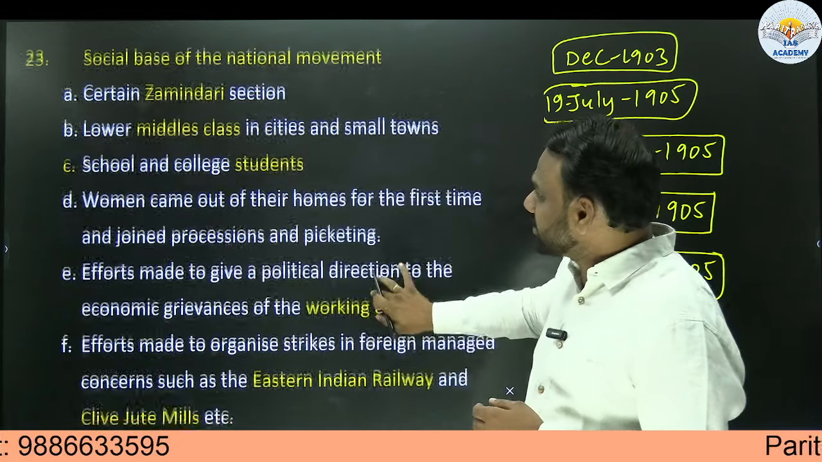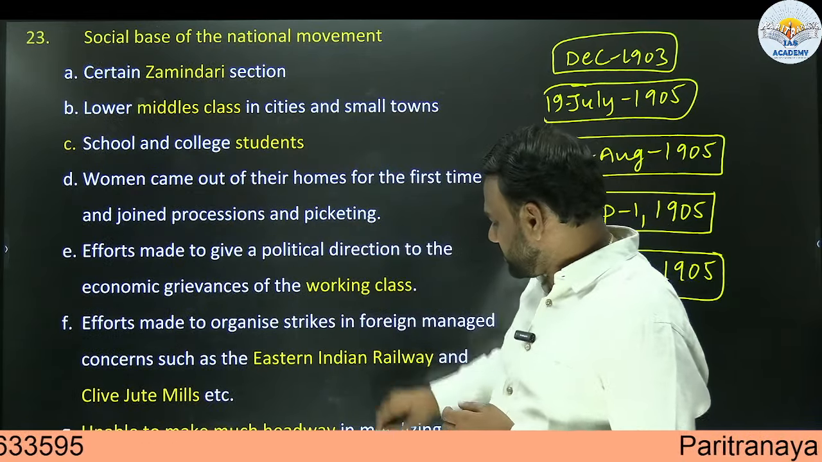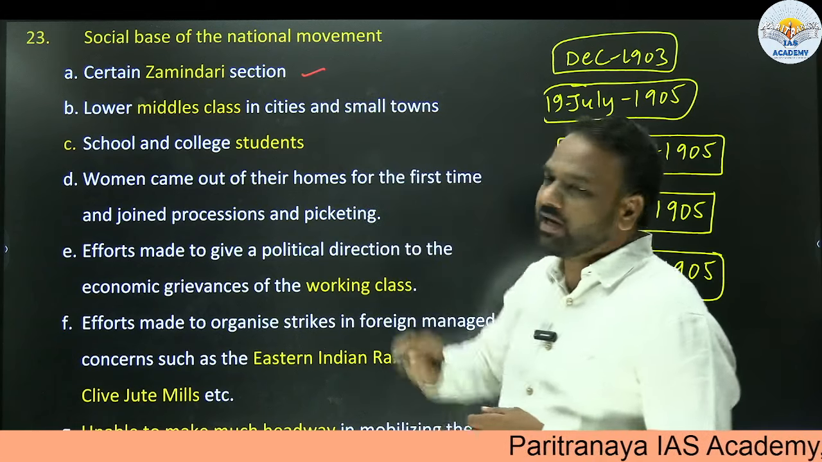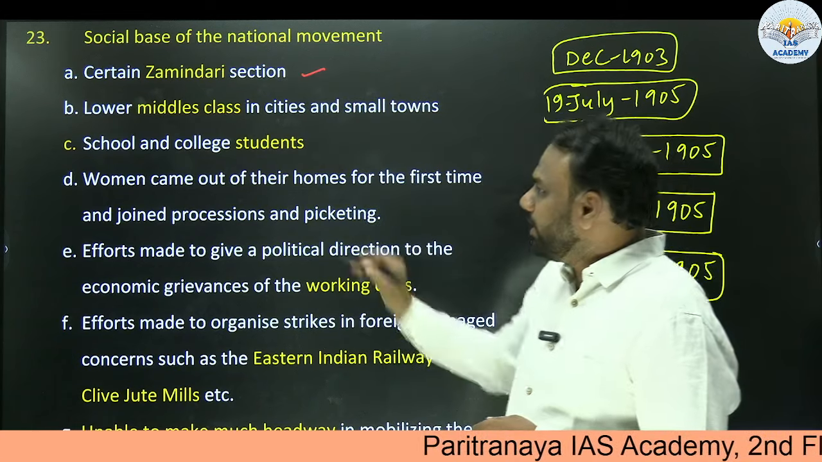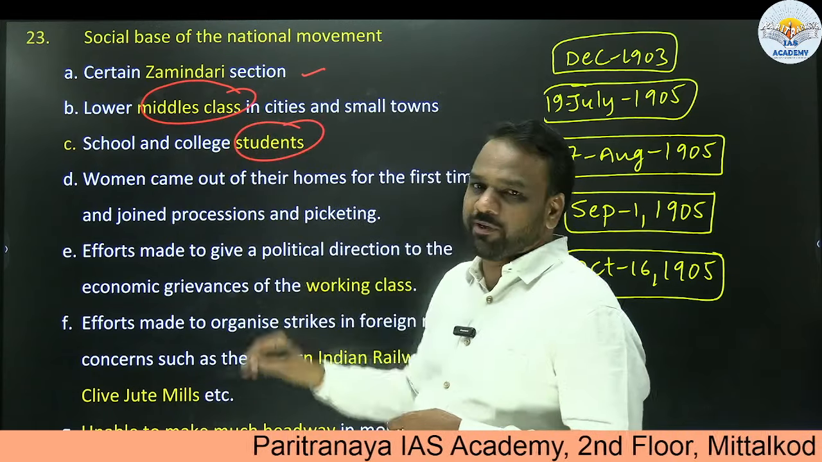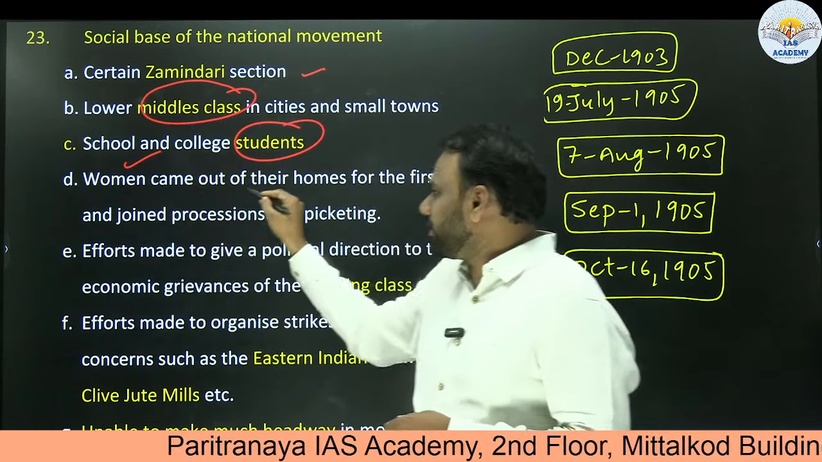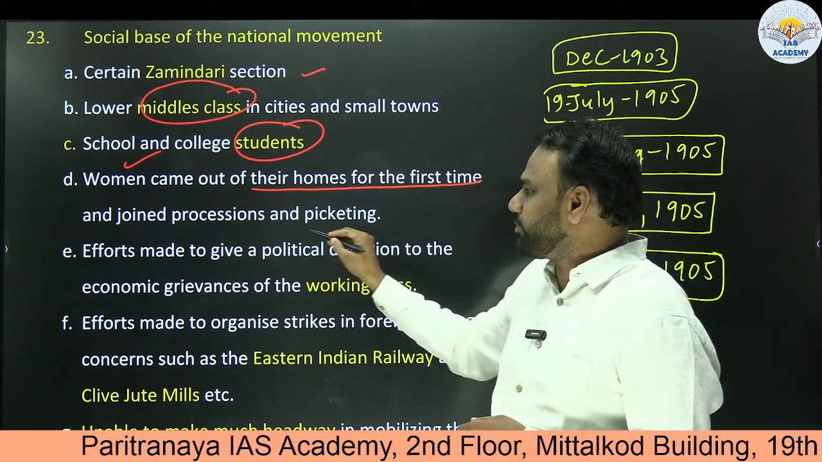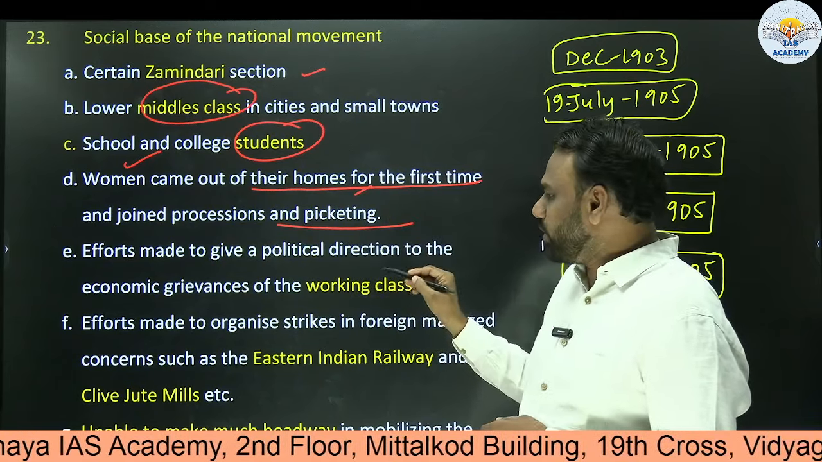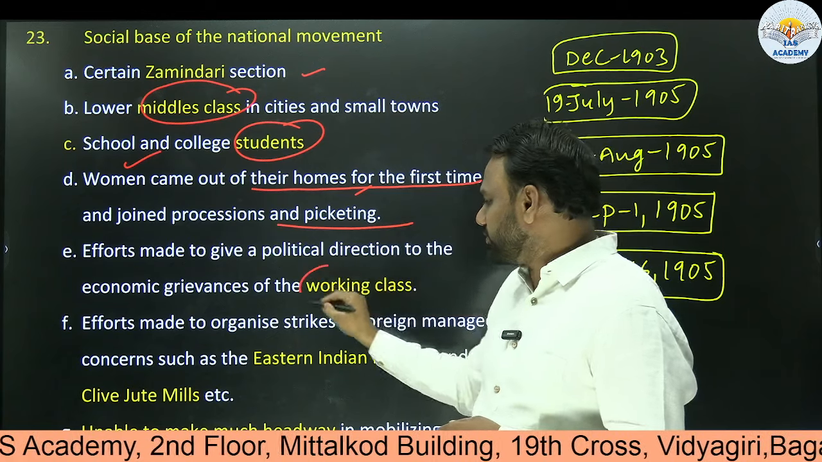So certain zamindari section also participated. Generally zamindars never used to participate in the national movement, but here zamindars participated. Middle class participated. Next, college and school students participated. Women participated. They came out of their homes for the first time and joined the processions and picketing. Important. So women participated.